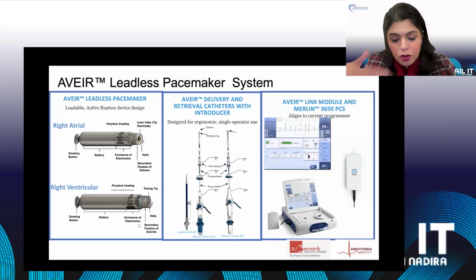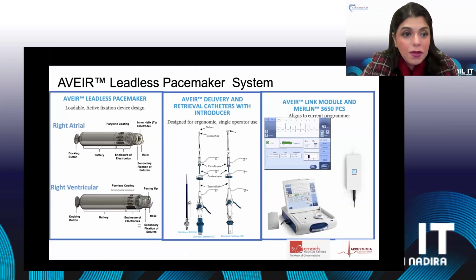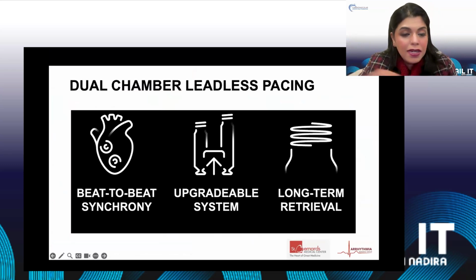The most recent iteration is the Aveir platform, which is a dual chamber. So you can have a right atrial device or a right ventricular device. It has its own delivery catheter, a sheath. It has its own programmer. So these are all parts of the system when we think about it.